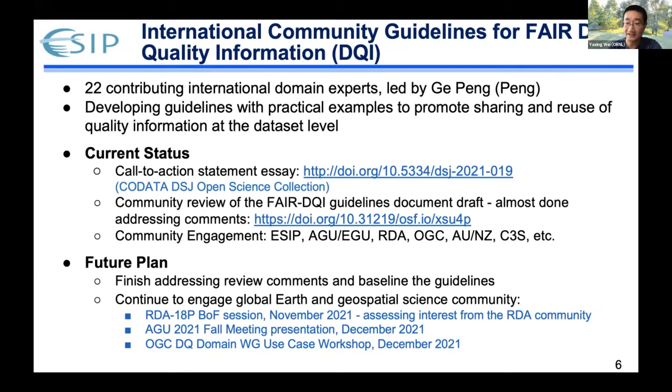There are already a number of activities that we have planned for later this year, including this RDA session that's going to happen in November 2021. And I would really like to assess the interest from the broader RDA community in addition to the Earth science community that we have been working with.